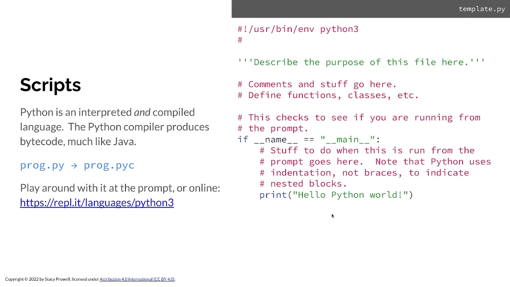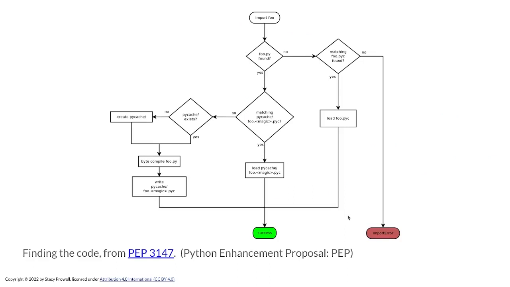You can say Python 3 followed by template.py, or you can make template.py executable through using chmod. So you'd say chmod, change mode, plus x, making it executable, template.py, and then you'd be able to just run template.py. If you're curious how things get compiled and where the compiled stuff ends up, here's your flowchart for that. If it looks crazy and bizarre, it's a little crazy and bizarre.